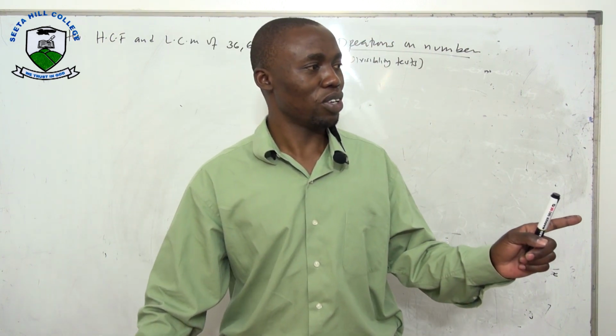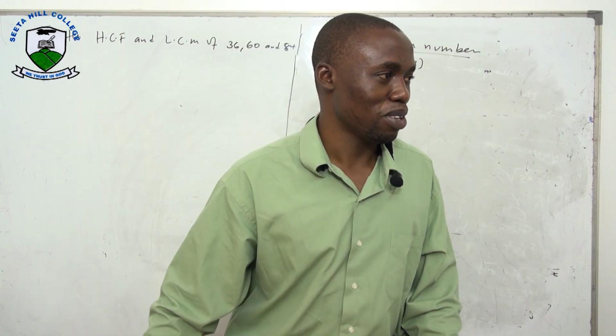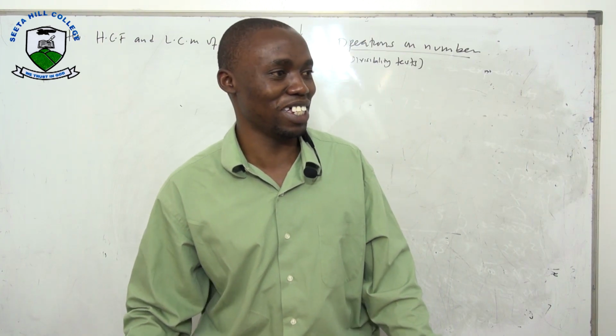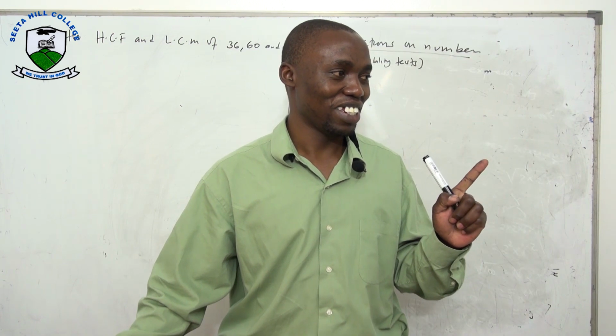Okay, let us start with 1. When is a number divisible by 1? All numbers are divisible by 1.